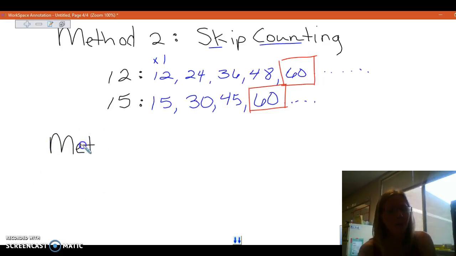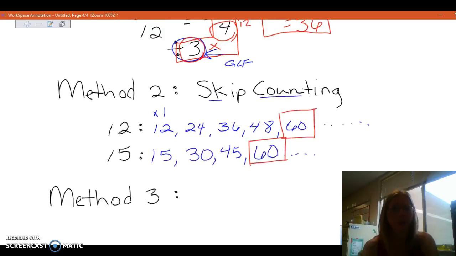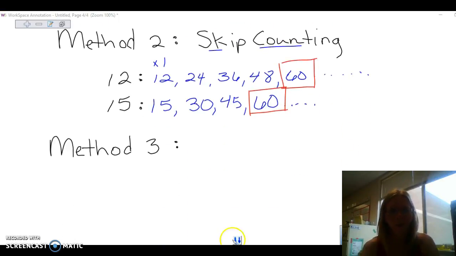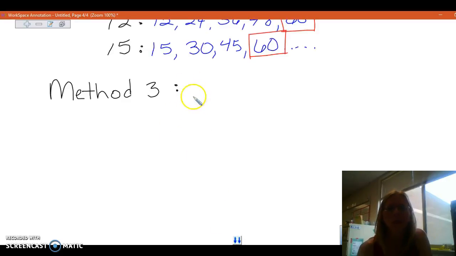The third method that I'm going to show you, well, we talked about the fractions, we talked about skip counting. The third method I'm going to show you is utilizing what we know about the prime factorizations.